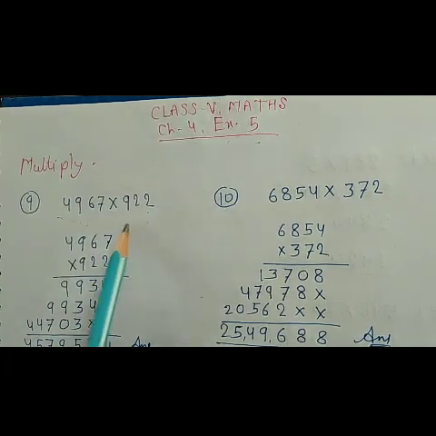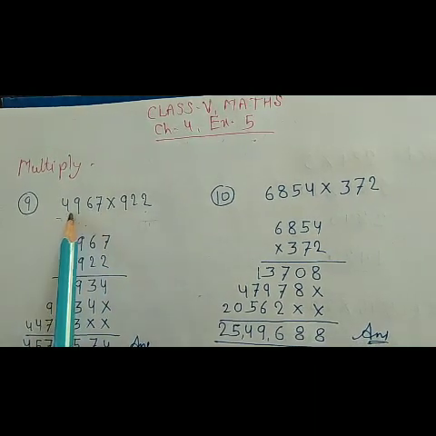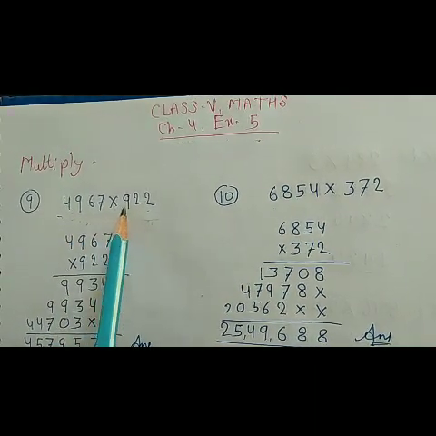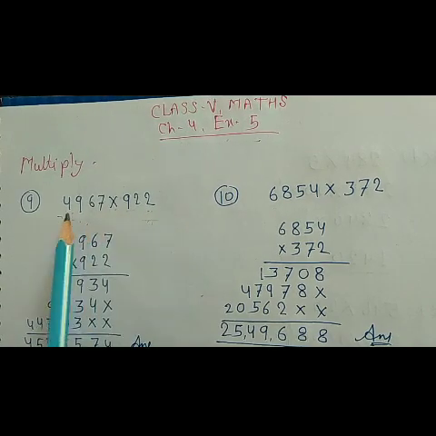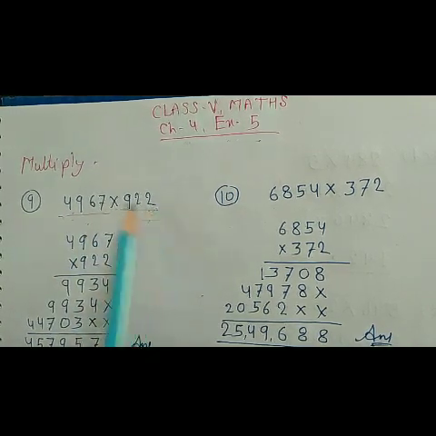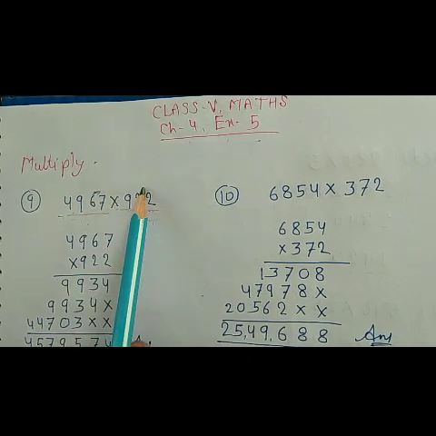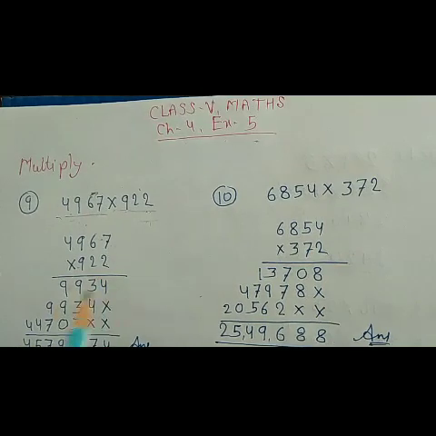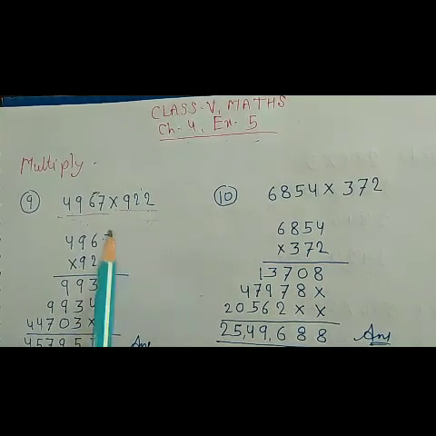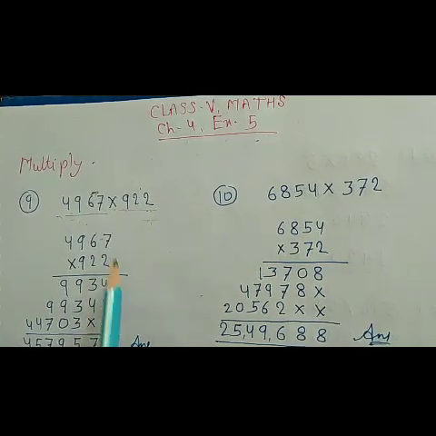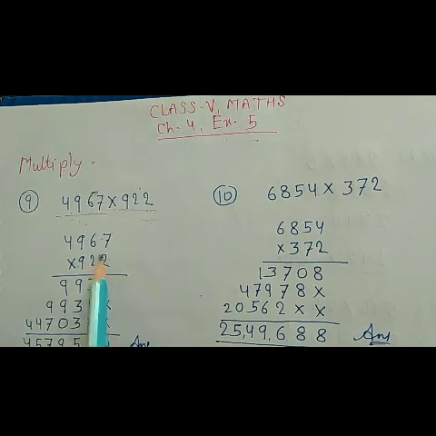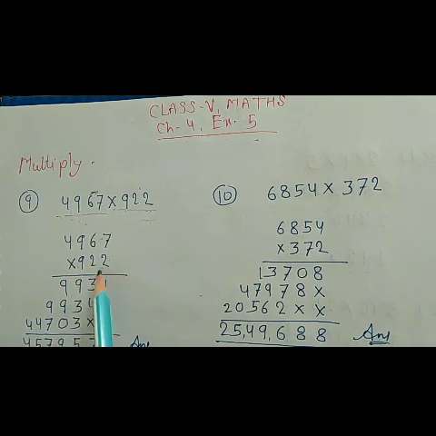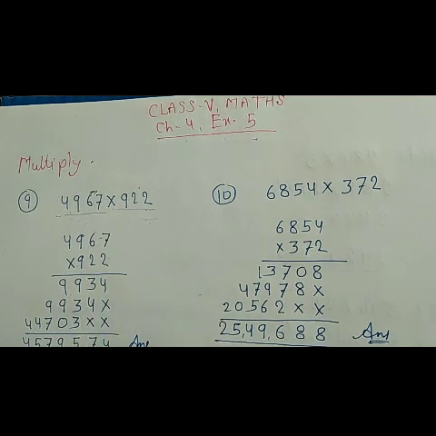In these questions what we have to do, this is 4967 into 922, means this number is multiplied by this number. So this is called multiplicand and this is called multiplier. First of all we will multiply by 2. So 2 7s are 14, carry 1, 2 6s are 12 and 1 is 13, carry 1, 2 9s are 18 and 1 is 19, carry 1 again, 2 4s are 8 and 1 is 9, then 2, then 9 also.